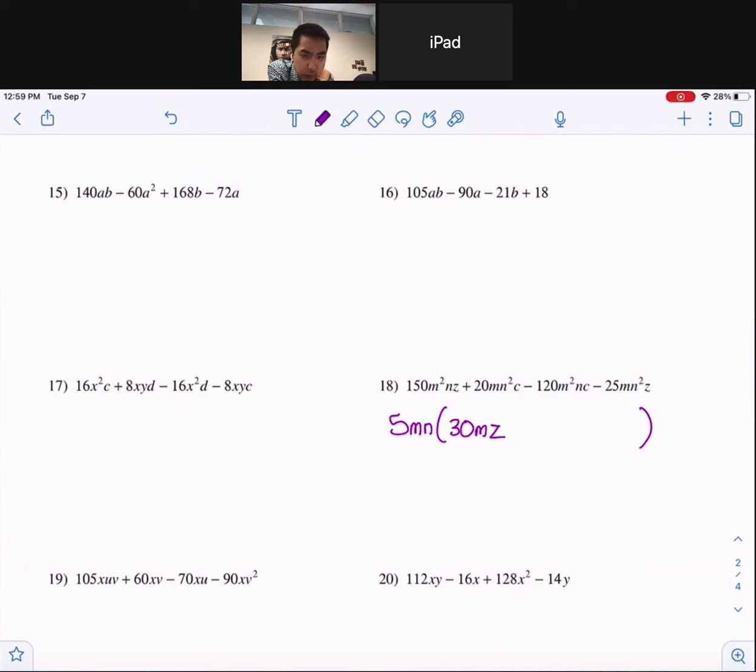From the second term, 20 divided by 5 is 4. You took away an m, no more m. You took away an n, so just one n and then c. And from the next grouping, you guys could factor out a 2, negative 24. Took away an m, so just one m. Took away an n, so just a c. And for the last one, you guys can factor out negative 5 from there, so minus 5. Took away an m, took away an n, so one n and a c.